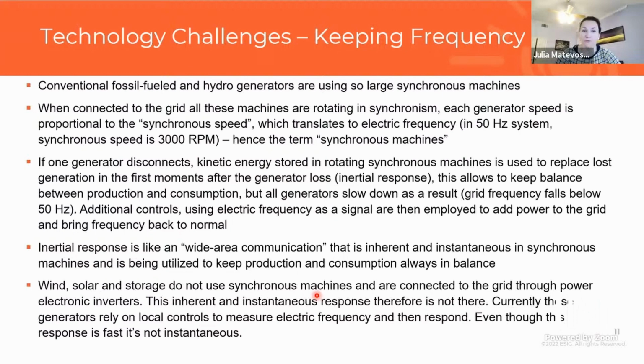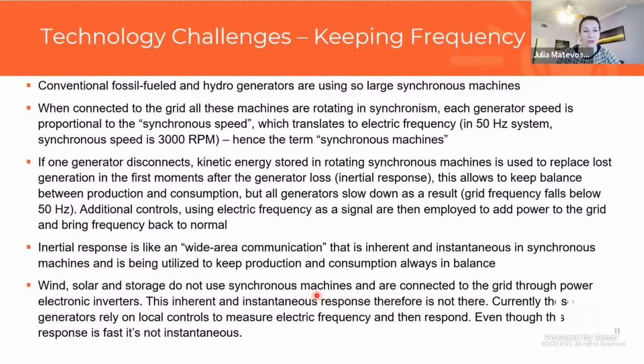So conventional fossil fueled and hydro generators are using large synchronous machines. These are big rotating machines, but they are all concentrated in one area. When connected to the grid, the synchronous machines are rotating in synchronism. Each generator speed is proportional to the so-called synchronous speed, which translates to electric frequency. So in the GB, it's a 50 hertz system.